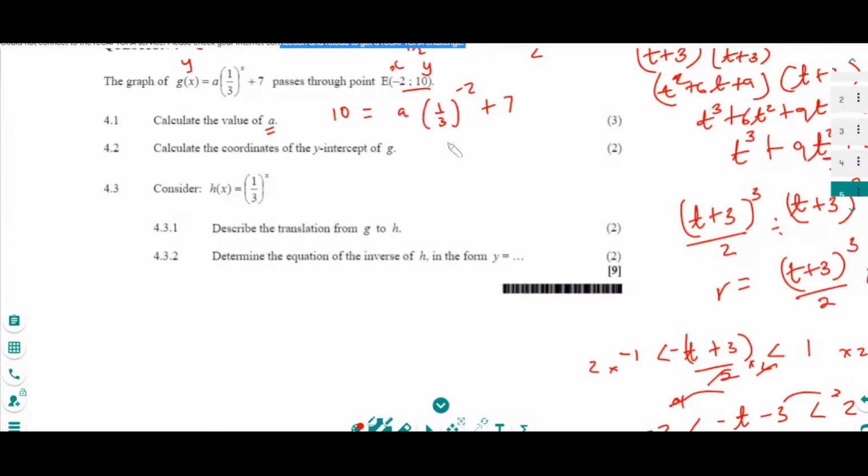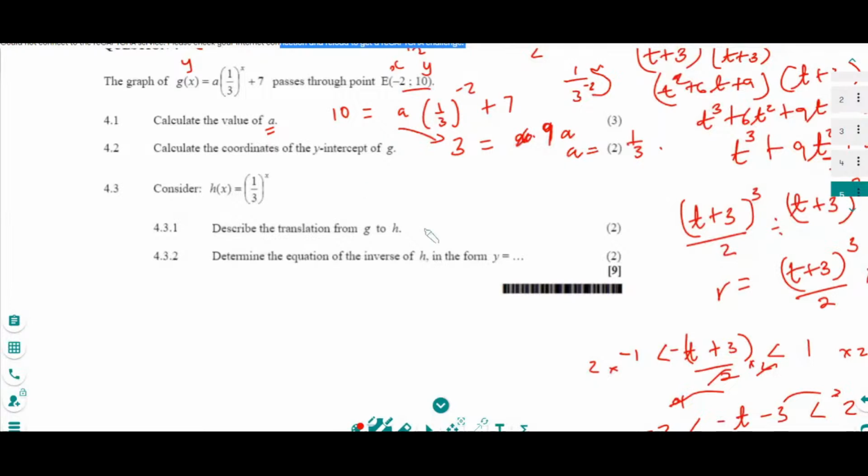I'll get 3 is equal to a times 1 over 3 to the negative 2. When I move this upwards, the sign on the exponent will change to positive, so that is 9. In other words, I have 9a is equal to 3, which means my a is 1 over 3. That is for 4.1.